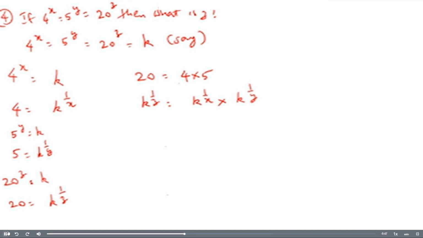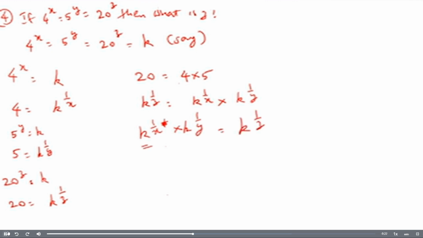So we are substituting in the equation 20 is equal to 4 into 5. For 20, we are substituting k to the power 1 by z as 4 into 5. So k to the power 1 by x, which is 4, and k to the power 1 by y, which is 5. So we have done this. Now what you should do is k to the power 1 by x into k to the power 1 by y is equal to k to the power 1 by z.